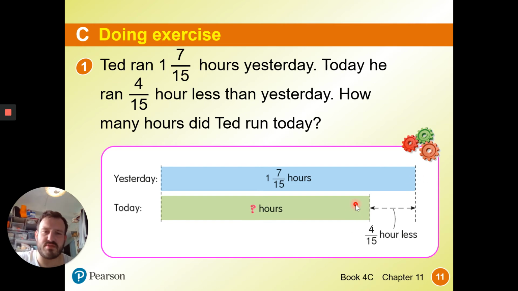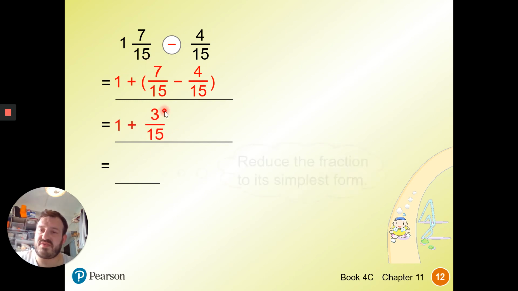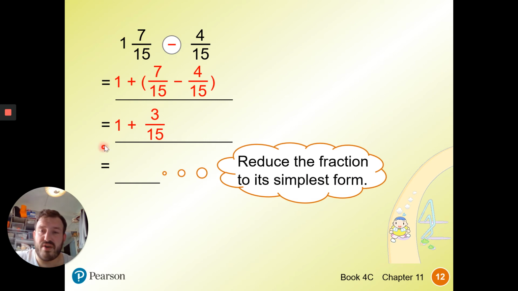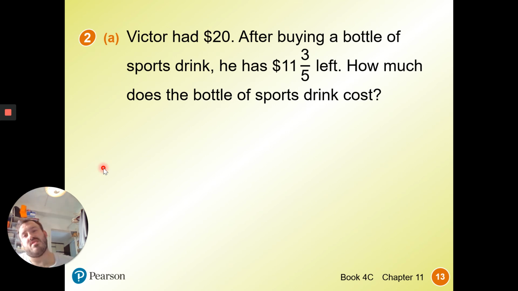What is this reduced amount? So all I need to do is do a minus. 1 and 7/15 minus 4/15. So it's very nice and easy. 7 minus 4 is 3/15. Reduce the fraction to the simplest form. 3 goes into 15. So it's 1 and 1/5. Ted ran 1 and 1/5 hours today.